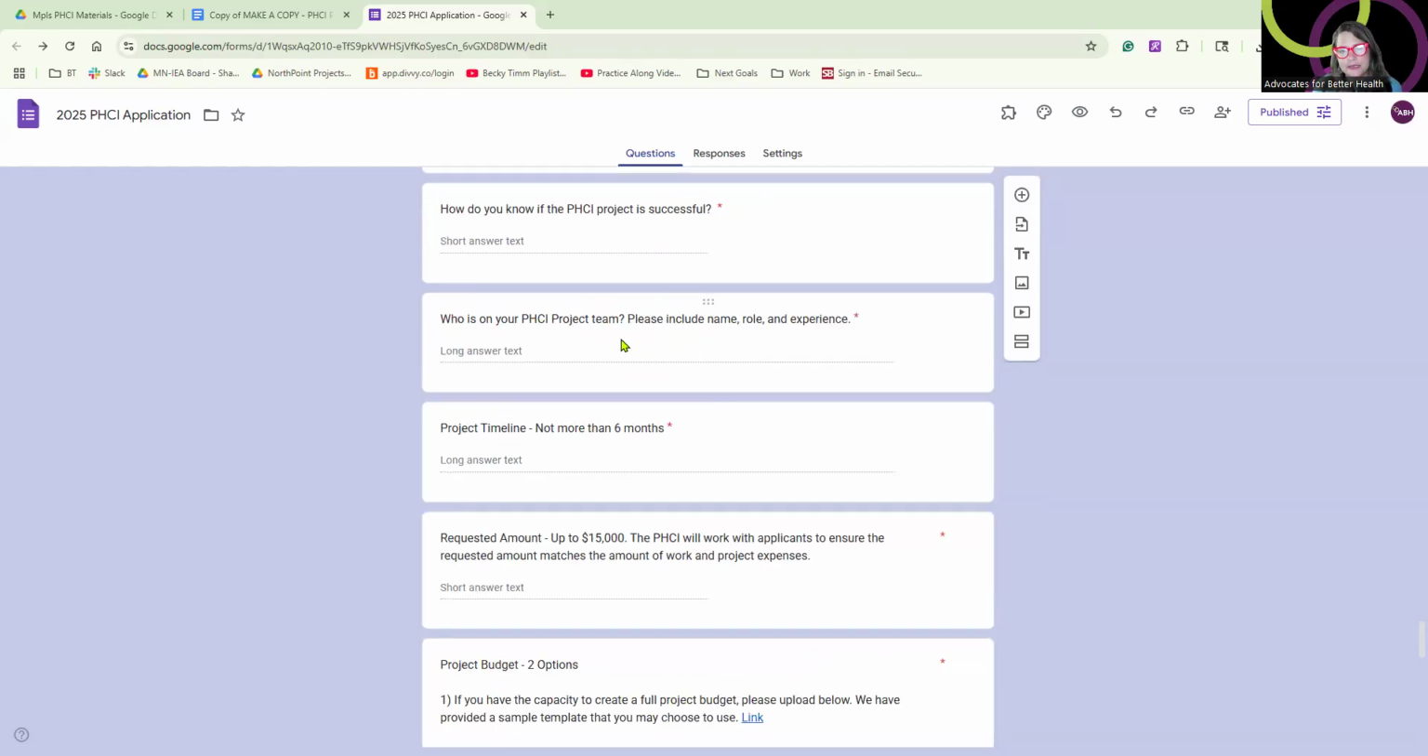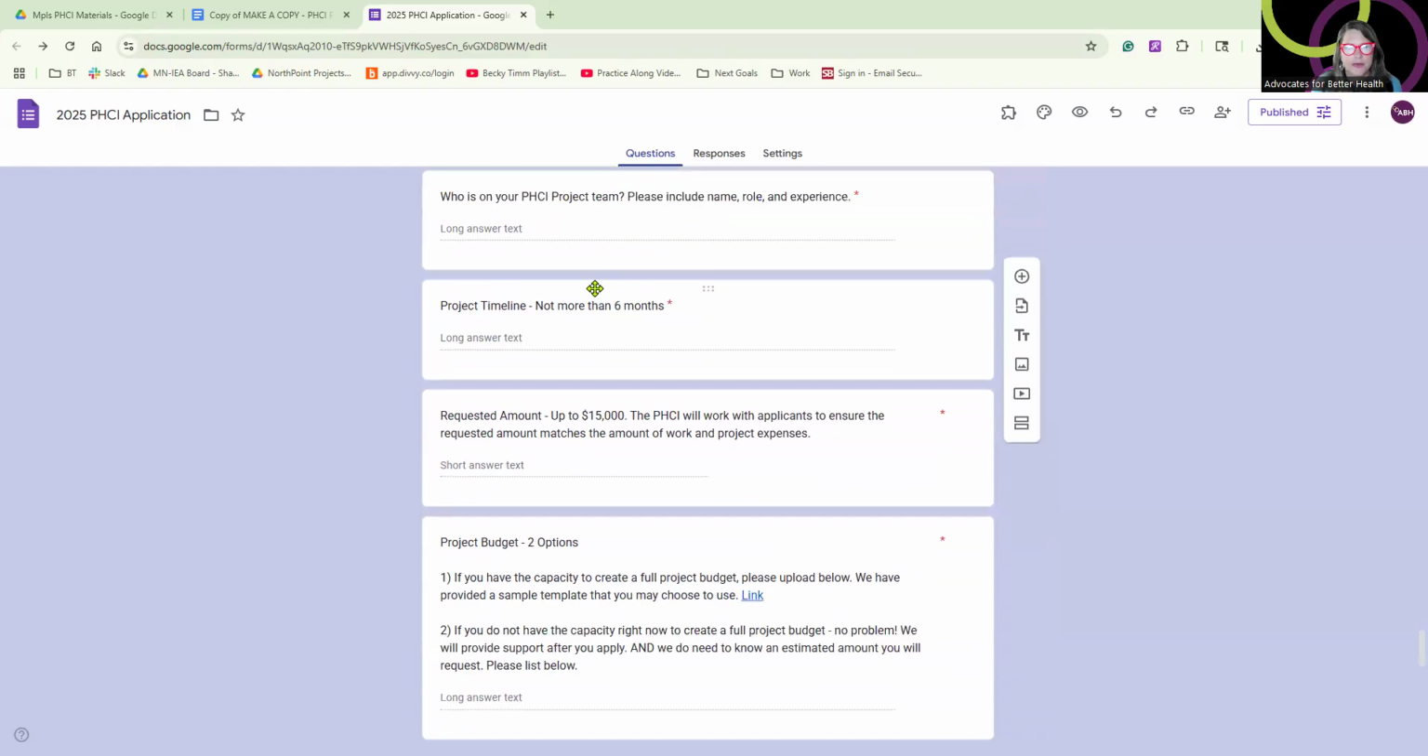We want to know who's on your team, so include their name, role, and experience. It doesn't have to be all the resumes, a detailed thing. We'll find out more when we're working through the agreement process, but we want to see who else you've enlisted to help with this project. Project timeline: what do you hope to accomplish in 6 months? And then the general amount of how much, up to 15,000, are you going to ask for?